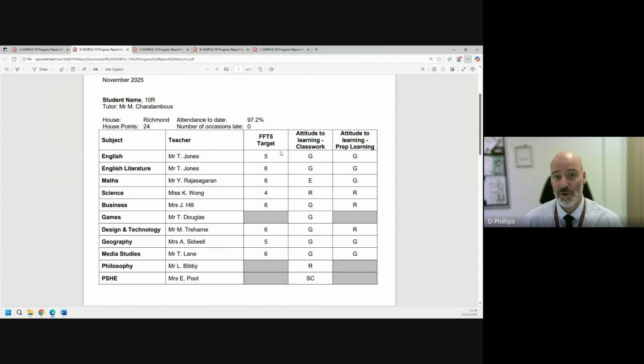There's no progress measure at this point, as students have not been in these subjects for long enough to make an accurate judgment on their progress at this point. So for example, this student might have only taken media studies since September in their Year 10 year. So that gives us only really 2 months before the data is collected, and it's not enough time to make an accurate judgment on student progress.